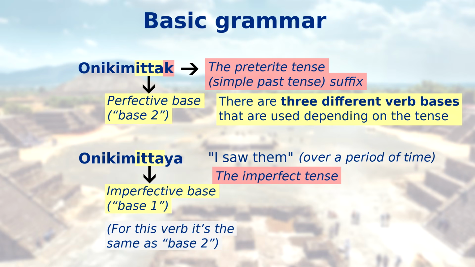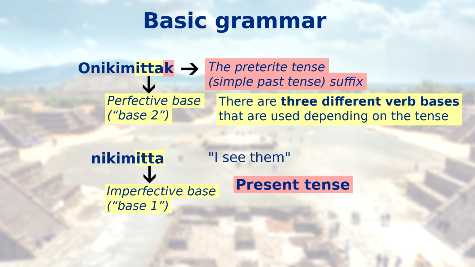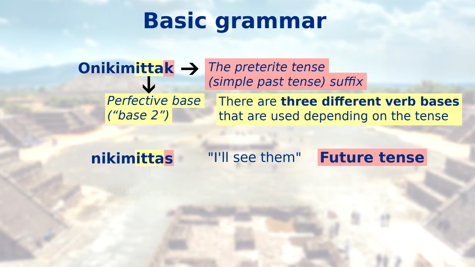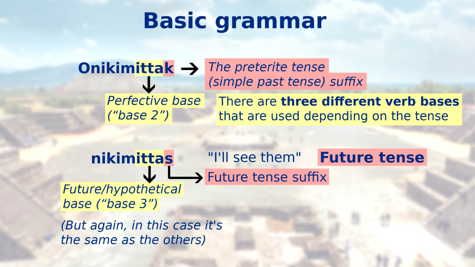In Orizaba Nahuatl, the O prefix is used here as well, but a different suffix is used, ya. This also means I saw them, but is imperfective, meaning it was ongoing over a period of time. Without the prefix O and the suffix ya, this word would be in the present tense. Nikimita. I see them. The verb base for present tense is the same imperfective base, base 1. Then there's the future tense. The future tense uses base 3, which is used for future or hypothetical verb forms. But again, in some cases it's the same as one or both of the other bases.